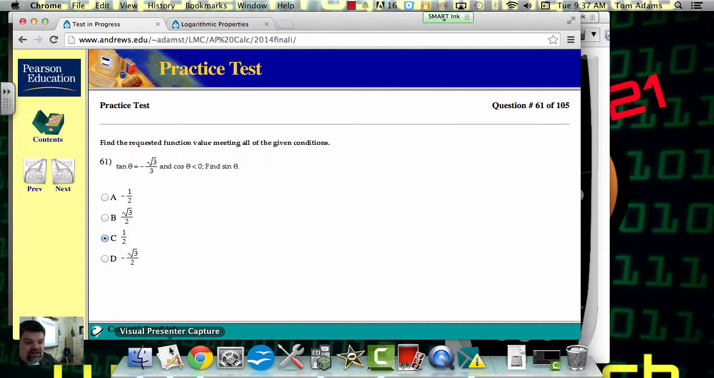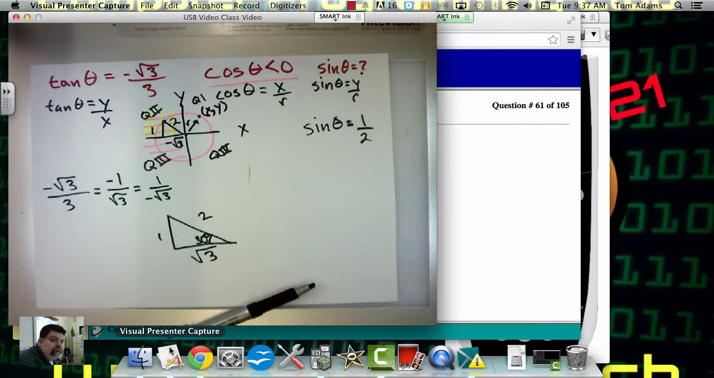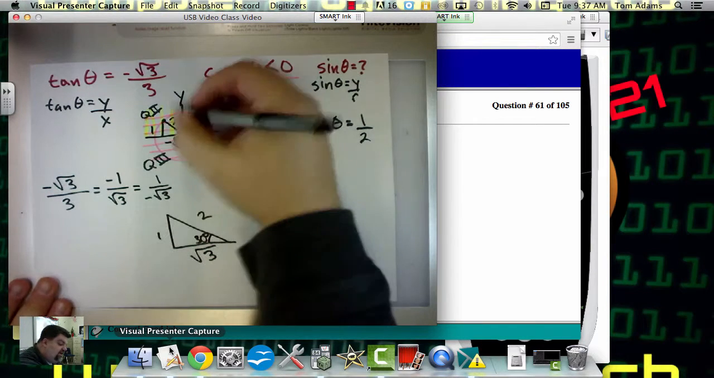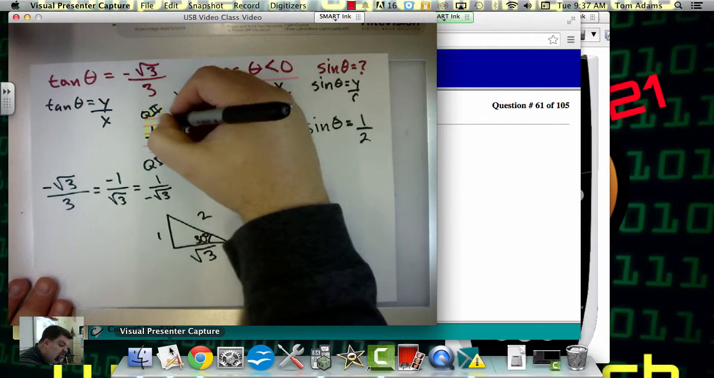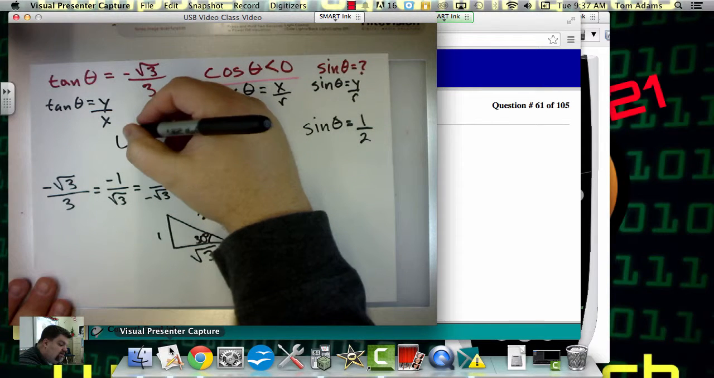Yep. You want to see that again? Yeah, why was it positive 1? Well, because this point right here is on the curve, and that point is negative square root 3 comma 1.